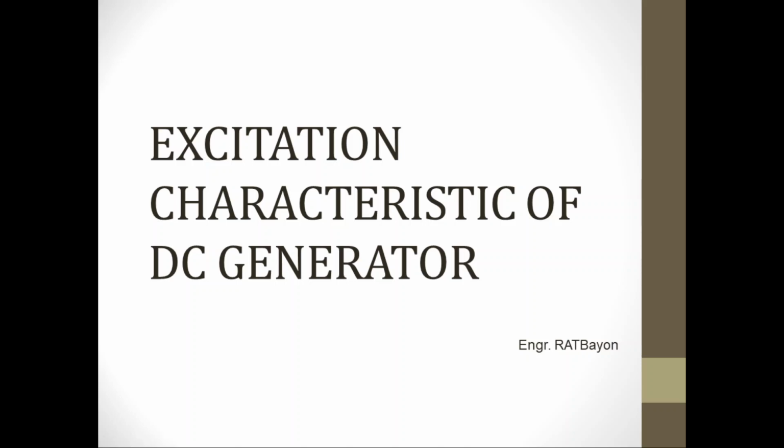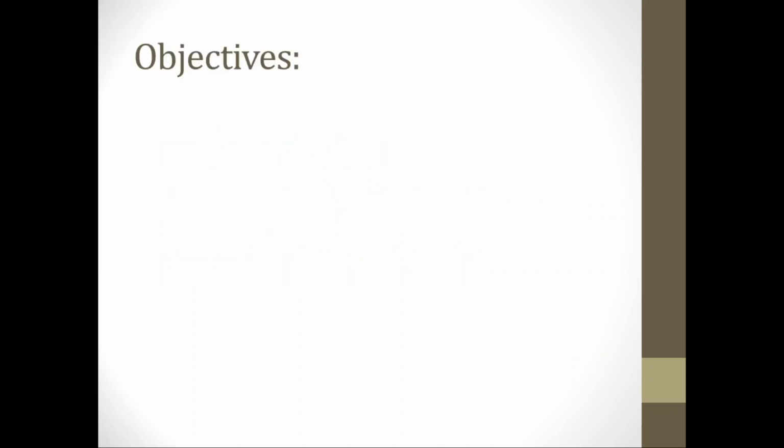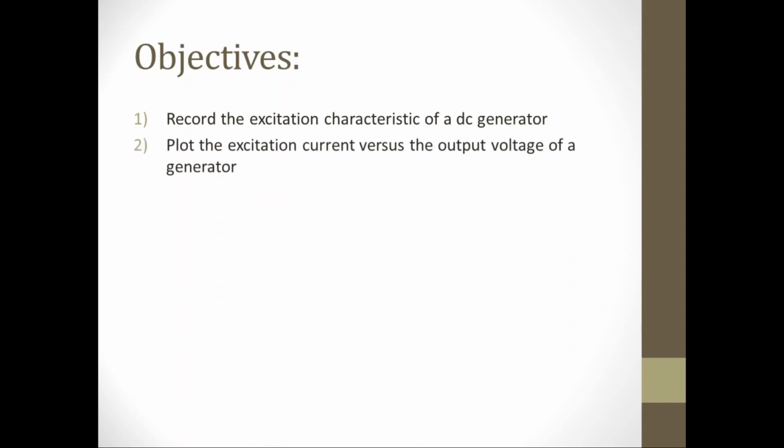This presentation is a simulation for the excitation characteristic of a DC generator using Multisim. So the objectives of the simulation are to record the excitation characteristic of a DC generator. Secondly, to plot the excitation current versus the output voltage of a DC generator.